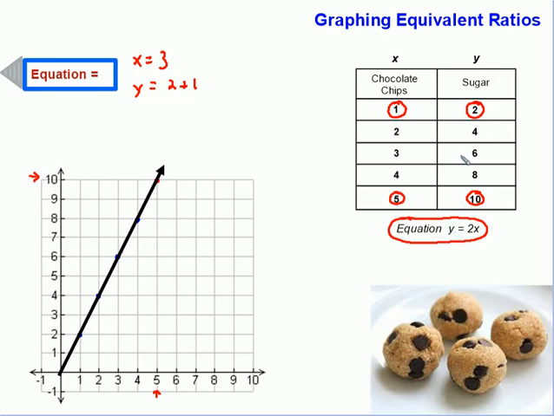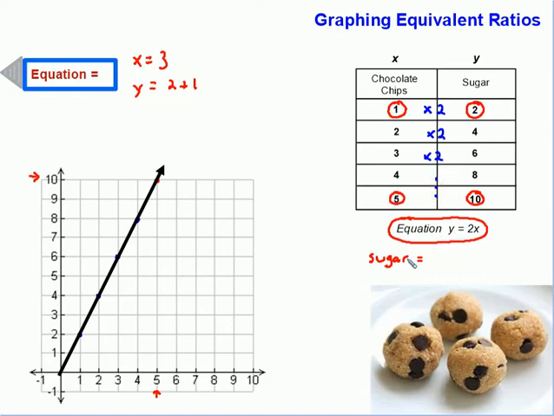It has a y variable, and the y represents the number of cups of sugar. So this equation tells us that if we want to find out the number of cups of sugar we need for the recipe, then we need to look at x, which is the number of cups of chocolate chips. Take a look at x to find y. In this case, we're going to take x and multiply by 2, which is exactly what we did. 1 times 2 is 2, 2 times 2 is 4, 3 times 2 is 6, and on down the road.